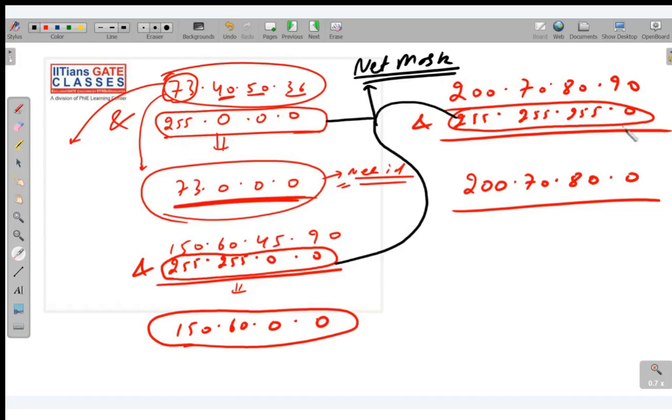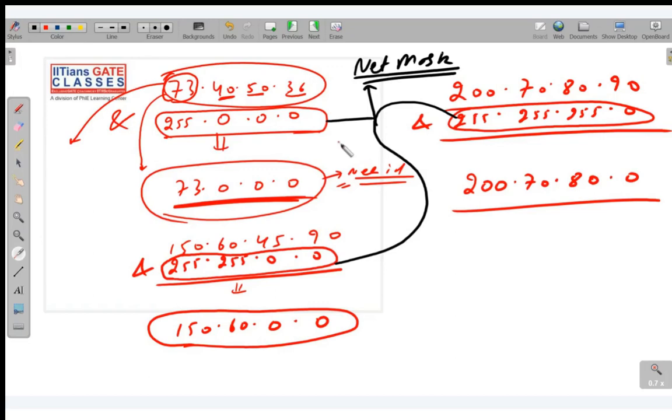So what is the use of net mask? Net mask is applied by a router to find the net ID. Please take the notes now. To find net ID, the router first finds the class of the IP address. I have told you now, first you have to find the class. So to find net ID, the router will first find the class of the IP address and then apply bitwise AND operation.